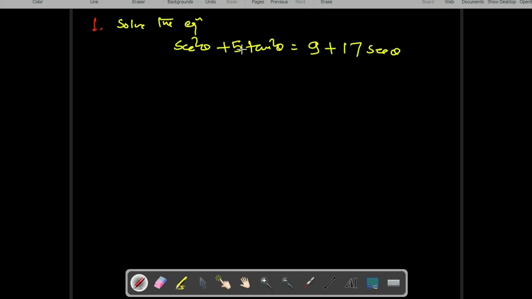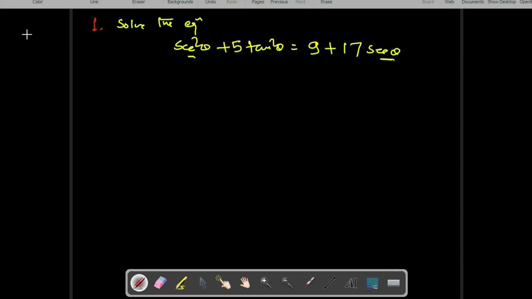So 6 sec square theta plus 5 tan square theta is equal to 9 plus 17 sec theta. Now if we see, this value is in sec, this value is in sec and this value is in tan. So we have to convert to one variable. First, 6 sec square theta and tan square theta are quadratic and this is linear.